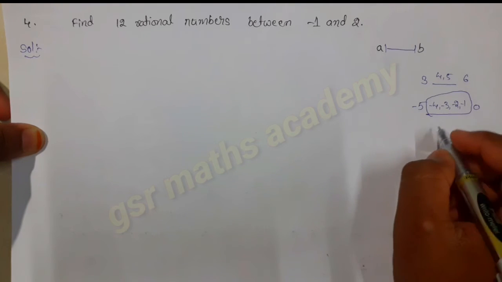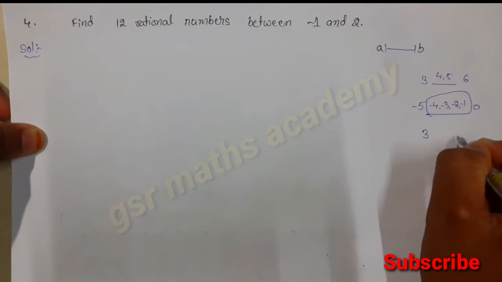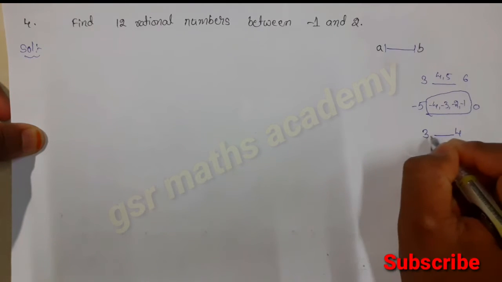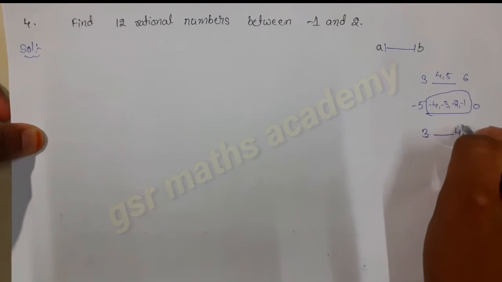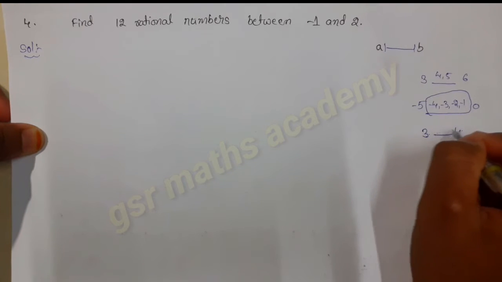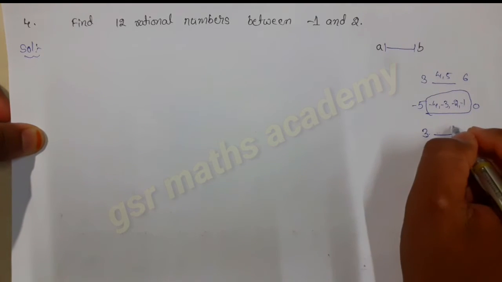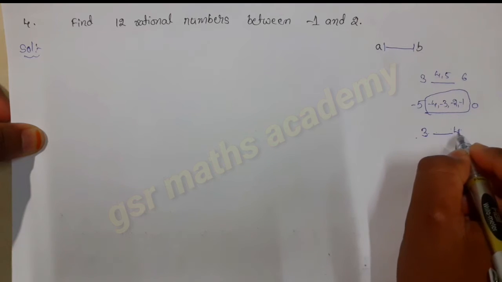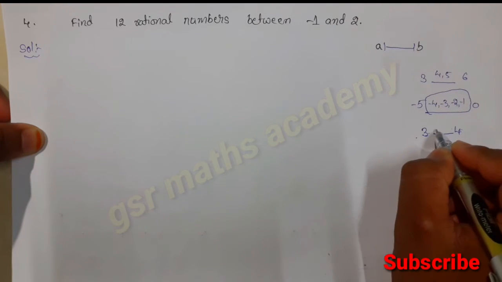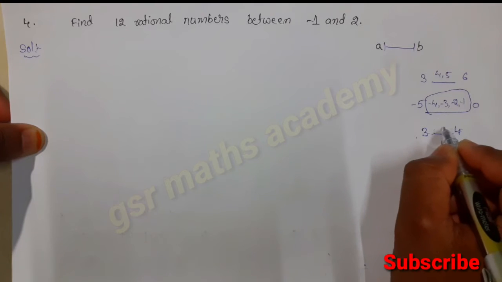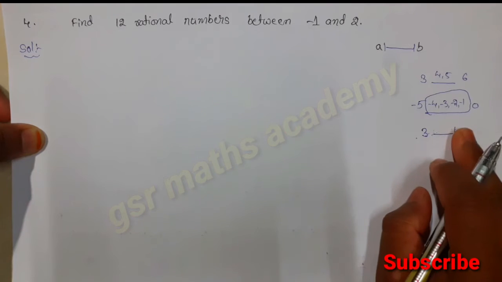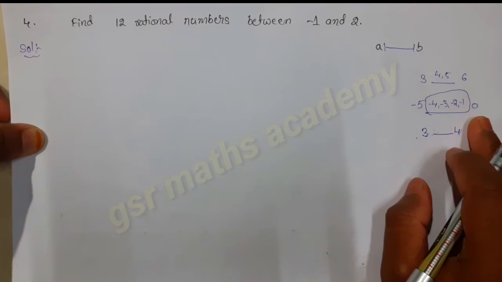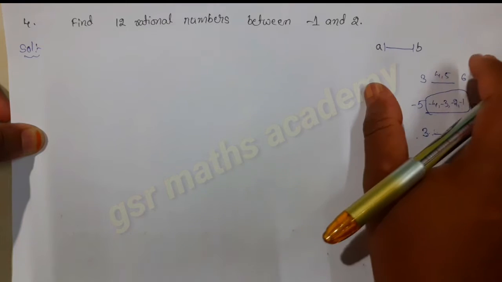And if I ask you to write the natural numbers which lie between 3 and 4, there are no natural numbers between 3 and 4. How many whole numbers are there between 3 and 4? No whole numbers. And how many integers? No integers. But in the case of rational numbers, between these two rational numbers 3 and 4, there are infinitely many rational numbers. That is what the density property says.